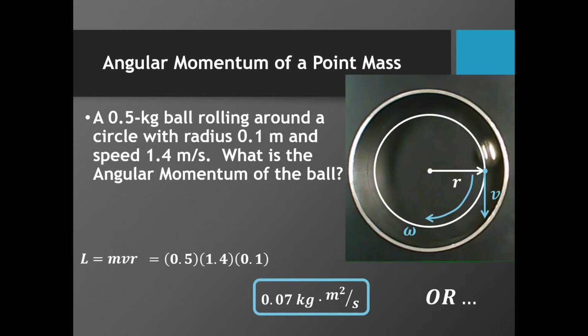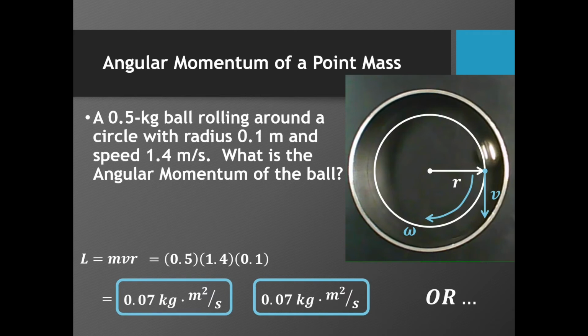So we have the mass times velocity times radius. Mass times velocity is the momentum, multiplied by the radius, so 0.5 times 1.4 times 0.1. Multiply all that together, you get 0.07 kilograms meters squared per second.